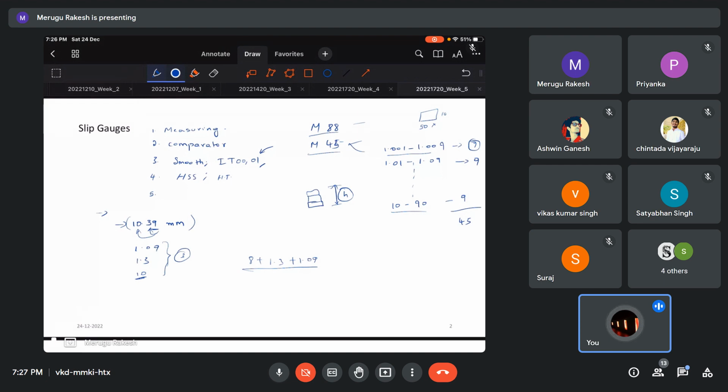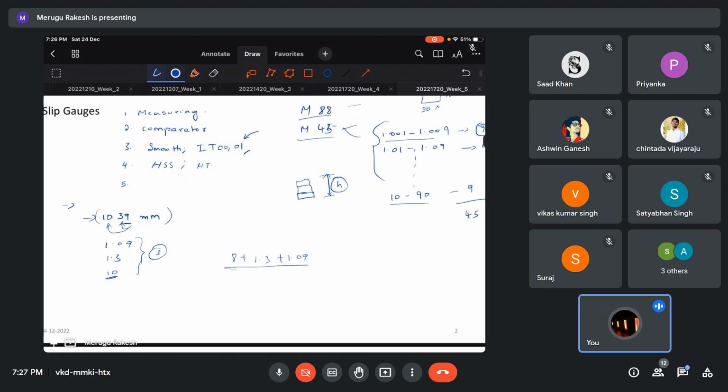So in a question, you just have to remember these sets. I don't think they will give this many questions, but if there is any question, they might ask how many slip gauges you should use. All the options given will be correct, but you have to choose the minimum number of slip gauges. You have to do this process and then you can calculate easily. So I will give one more example, you can try.